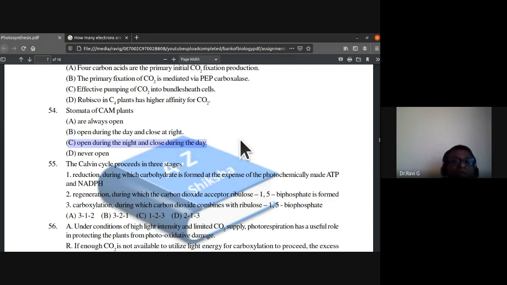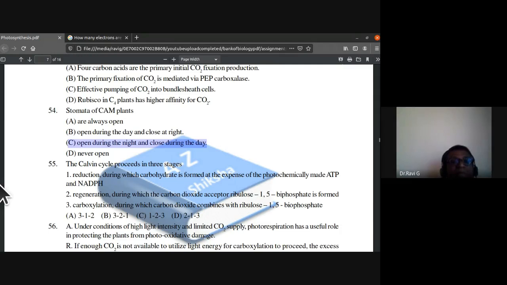54th: stomata of CAM plants are open during the night and close during the day. By doing this, they avoid transpiration through stomata. That is one of the advantages of these Crassulacean acid metabolism plants. Most of the Cactaceae members belong to the Crassulacean family. They avoid transpiration by this mechanism, wherein the stomata are open only during night time and closed during the daytime. So 54th, C is the answer.